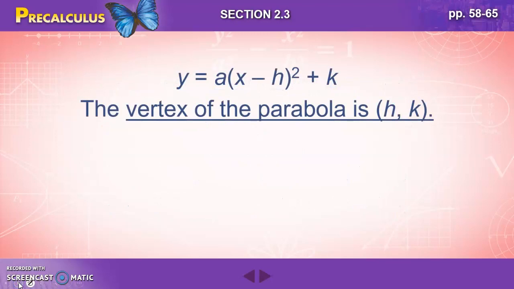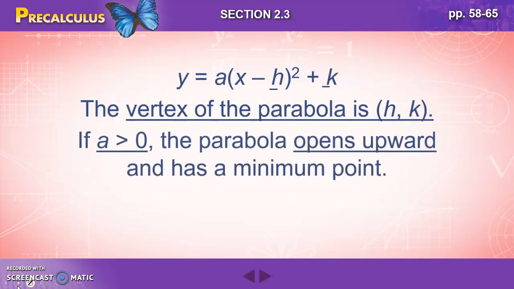And what this form tells us is the vertex of the parabola. I called it apex, I think, when I was talking earlier. But this h and this k, these two numbers, are the vertex of the parabola. If a is greater than 0, the parabola opens upward and it has a minimum point. So we saw in that first parabola, the coefficient in front of our square term was 1, which is greater than 0, so it opened up. And our second parabola had that negative 2. Negative 2 is not greater than 0, so it opens downward.